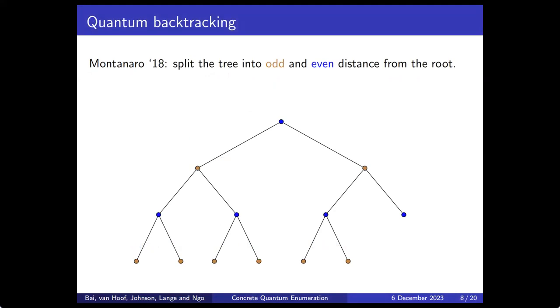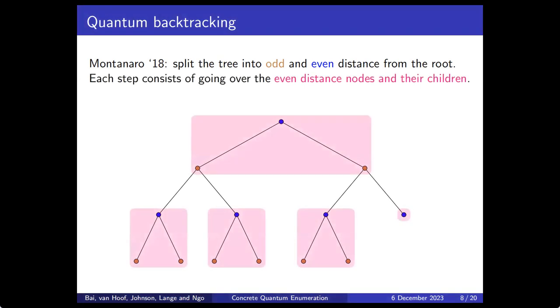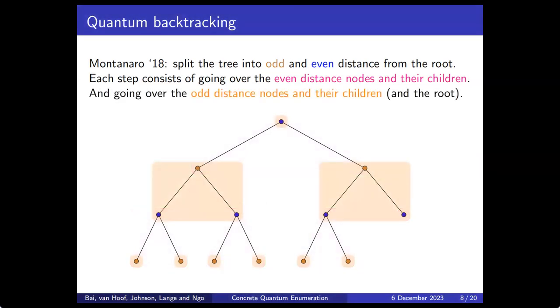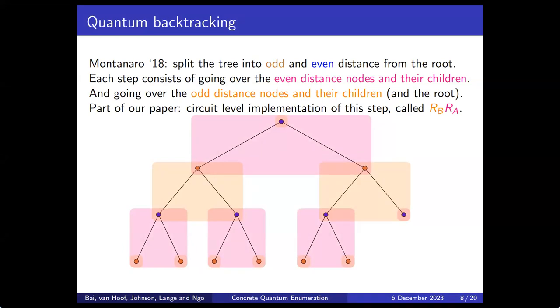So we would like to do this quantumly. And quantumly, Montanaro's idea was splitting the tree into odd and even distance nodes from the root. And then in every step, we go over all the even distance nodes and their children. I'm a little bit vague here on what going over means, it's very quantum technical. And you go over all the odd distance nodes and their children, as well as the root. So what we did in our paper was give a quantum circuit level implementation of this. And this step overall we call RBRA, going over all the even and all the odd distance nodes.